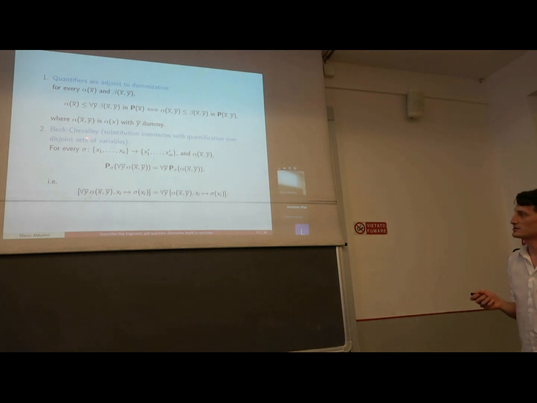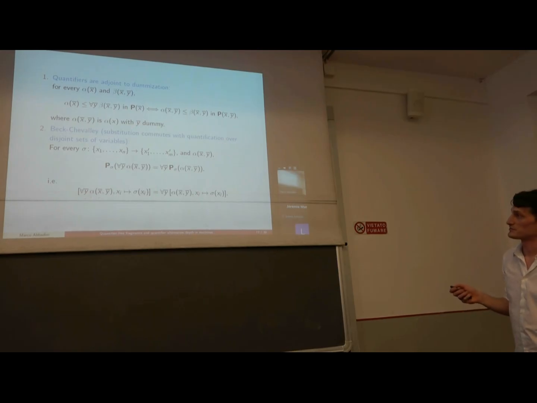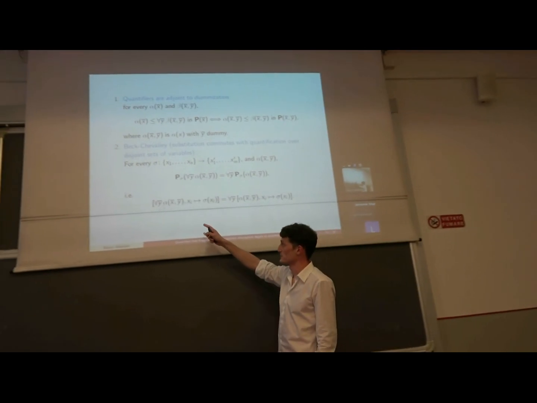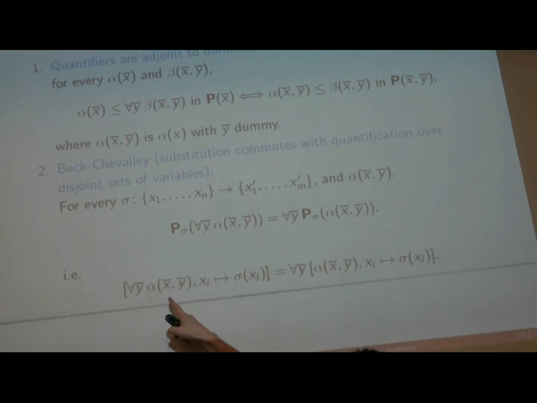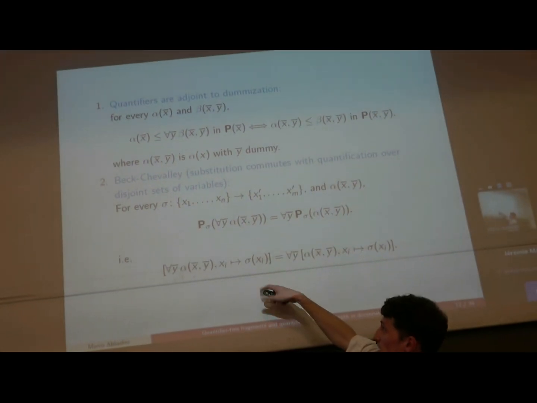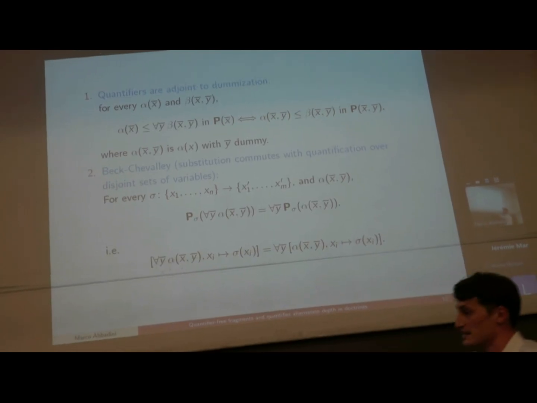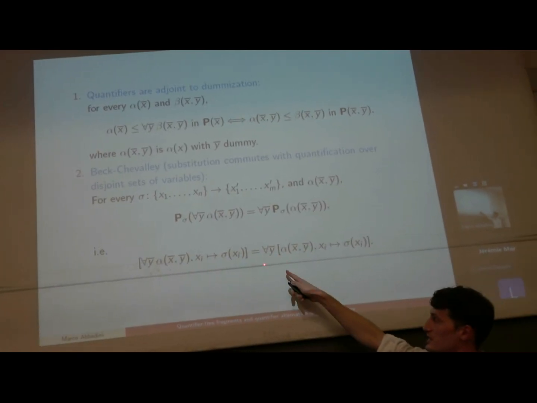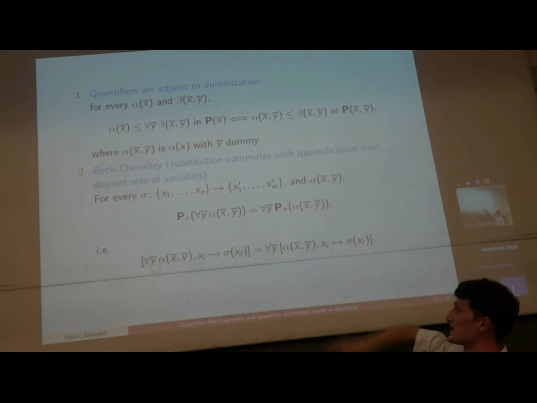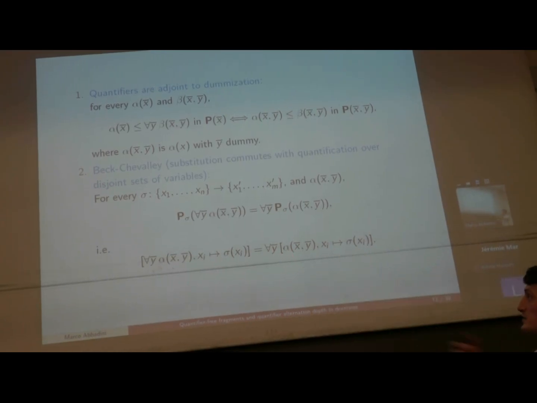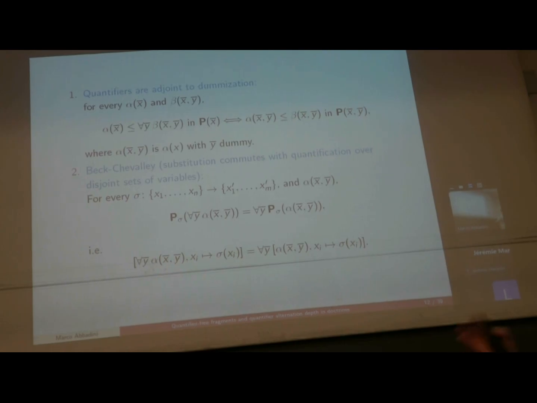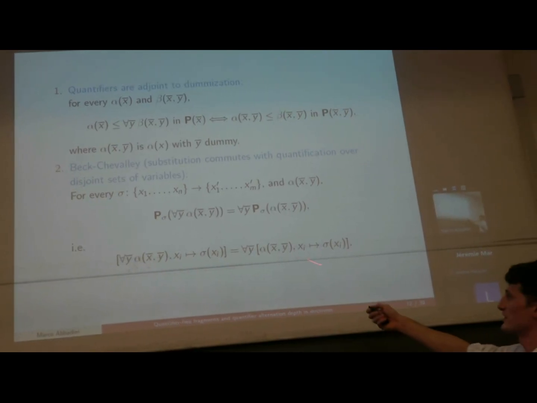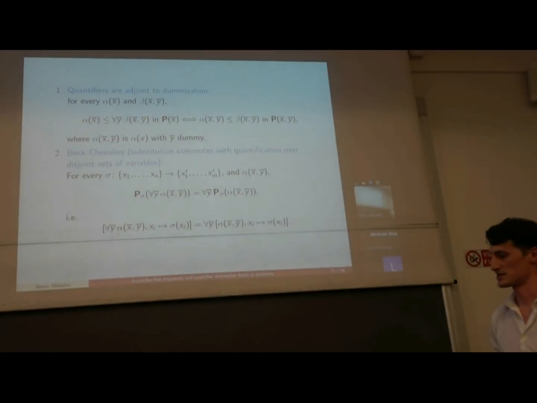And then the second condition is that substitution commutes with quantification. So if I have a for all y alpha xy statement, and I replace all variables x by a substitution, then that's the same thing as, before doing the quantification, replacing all variables xi with the variables given by the substitution, and then quantifying over y. There's a side condition that the variables here should not be captured here, but that's essentially the thing.